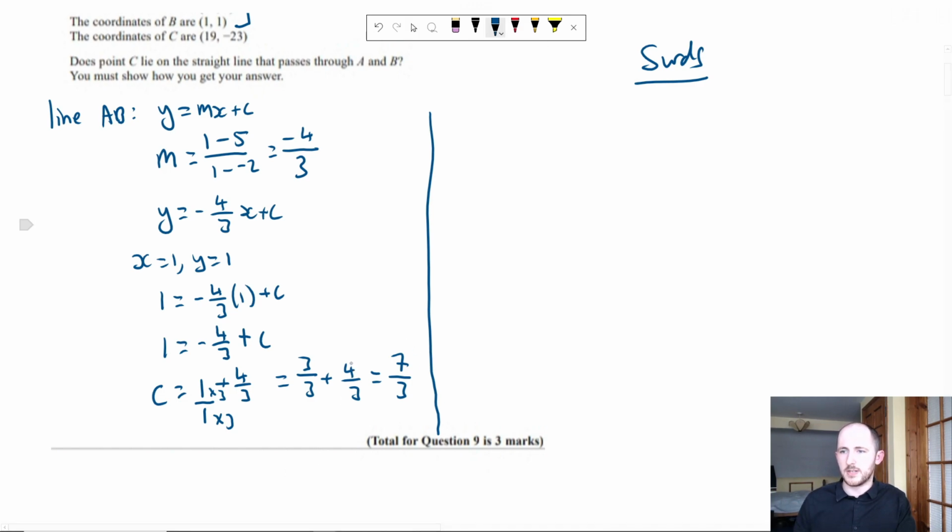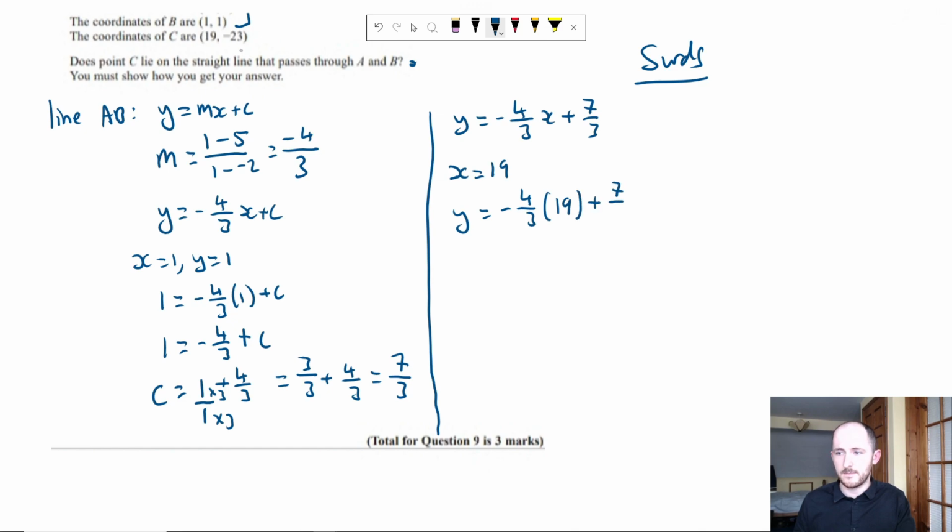Anyways, so my equation is now y is equal to negative 4 over 3x plus 7 over 3, right? So now we need to do this part here, where it says, does point C lie on the straight line? So, if it does lie on the straight line, then when I sub in x is 19, I should get negative 23 out. If it doesn't, then it doesn't. So x is equal to 19. We get y is equal to minus 4 over 3 times 19 plus 7 over 3.